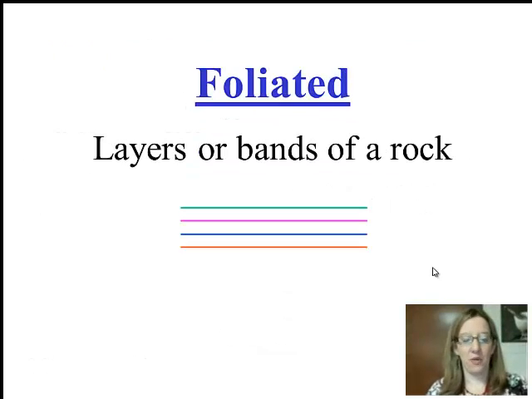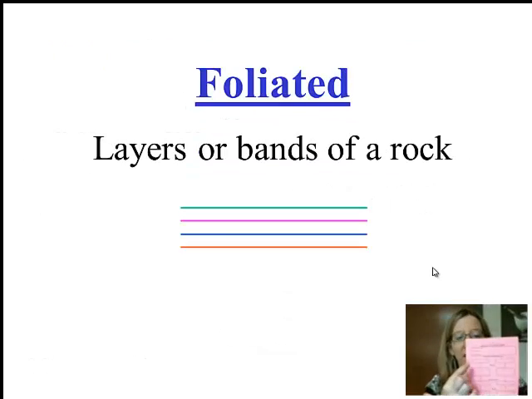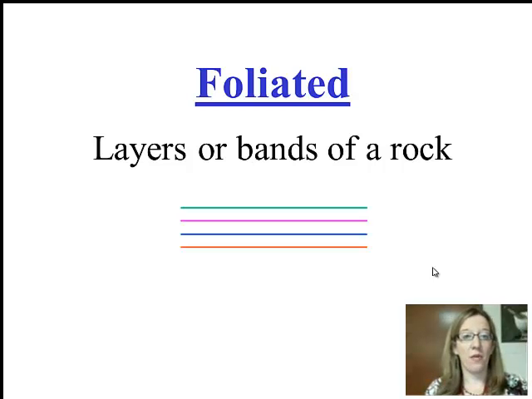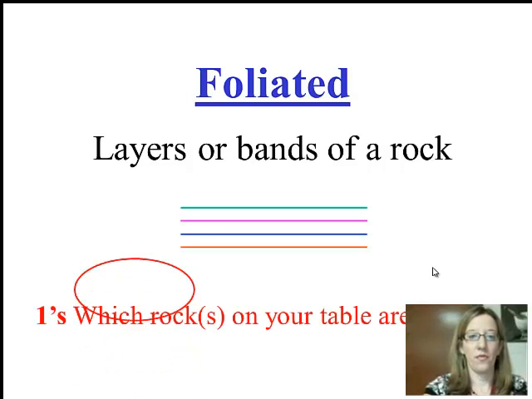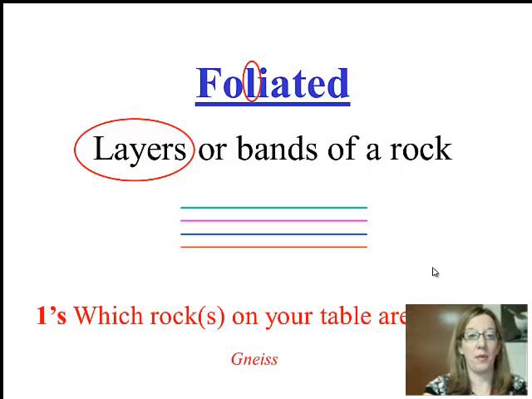There are two types that we're going to look at today. One of the types you'll want to put on this side is a foliated rock. The definition is a metamorphic rock that, when the heat and pressure changes it, causes it to have layers or bands within the rock. Layers, and foliated has an L in it. Maybe that would help you remember.